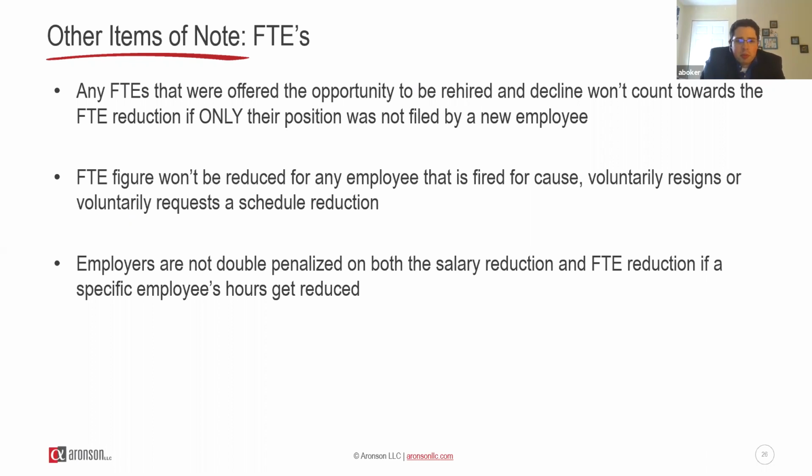And employers won't be double penalized as last time if there's both a salary and an FTE reduction in employees' hours. So an example, if you have a business where there's a lot of hourly employees, if the hours are not there and the employee doesn't come to work, you obviously can't pay them, so you won't get whacked on both reduction calculations. We believe it's just going to be the FTE reduction that you'll get penalized on.